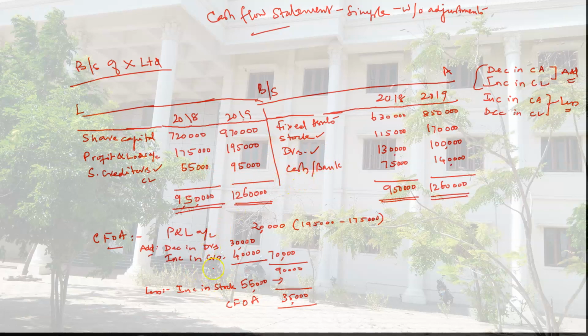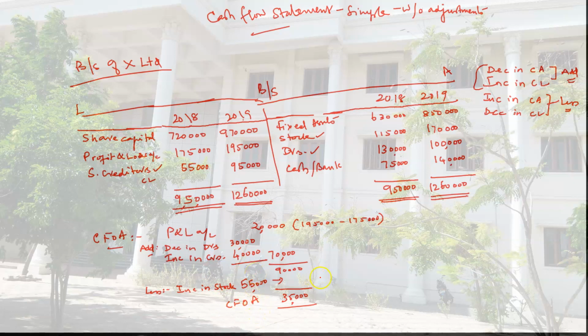Directly we have adjusted changes in current assets and current liabilities and we calculated. So in a question where profit and loss account and balance sheet is given, first you have to adjust the non-cash and non-operating expenses and non-operating income. Then we should adjust changes in current assets and current liabilities to calculate cash from operating activities.